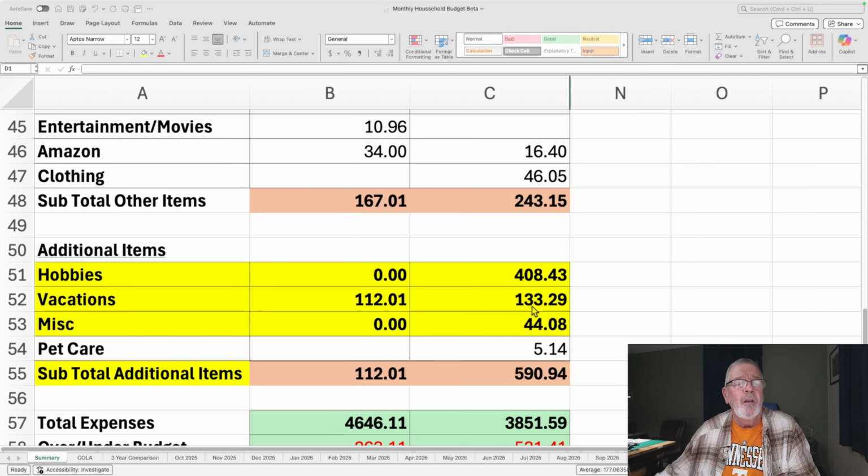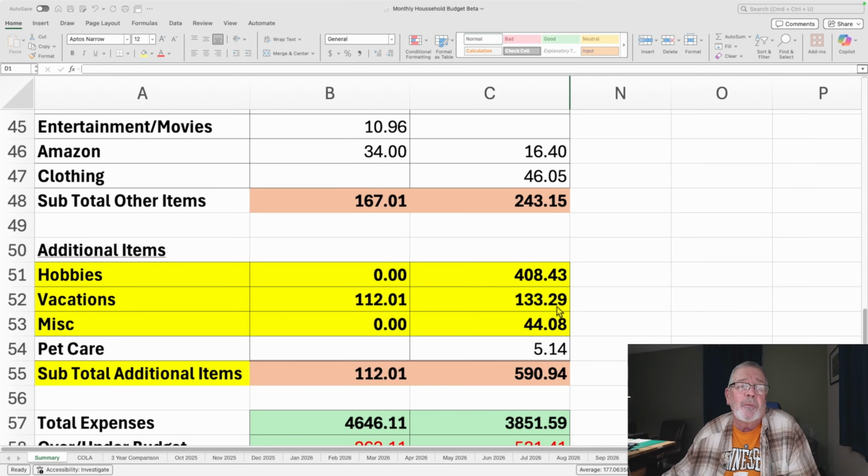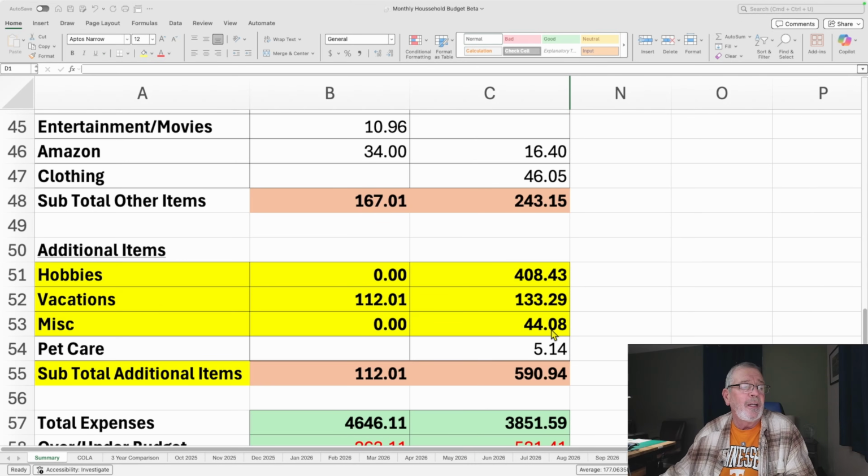Vacations, I went camping for a couple days down in Chattanooga and ate out when I was down there, and the vacation cost right here includes my gas to get there and get back. I don't put the gas from my vacations in with my regular fuel bill. So it's $133.29 for a vacation. Miscellaneous, that's just stuff that I can't account for, $44.08. And then pet care is cat food, $5.14.